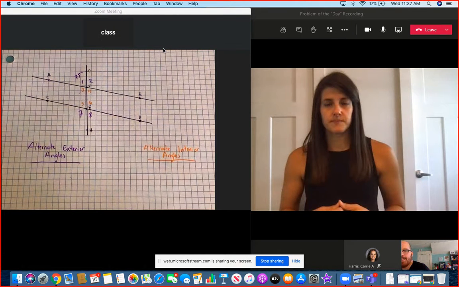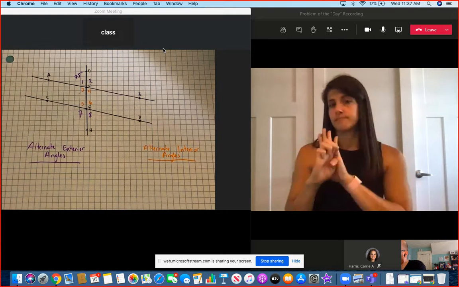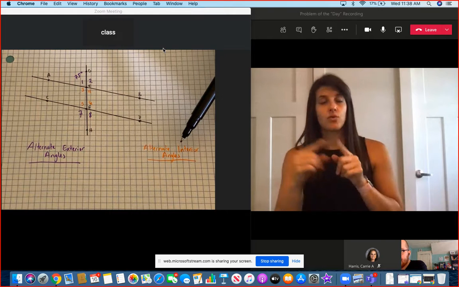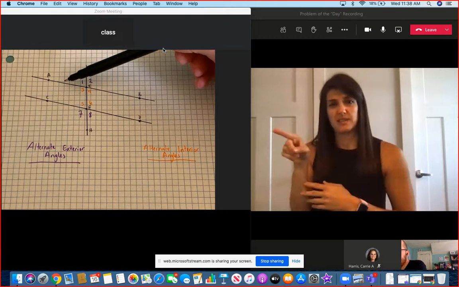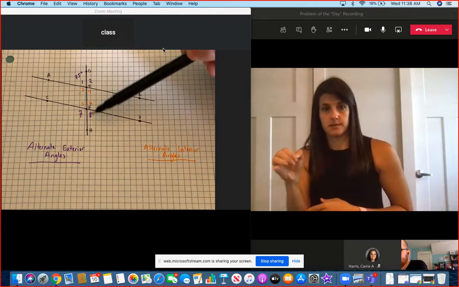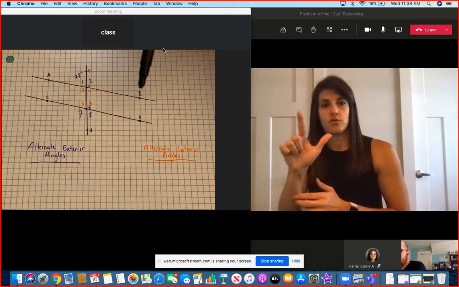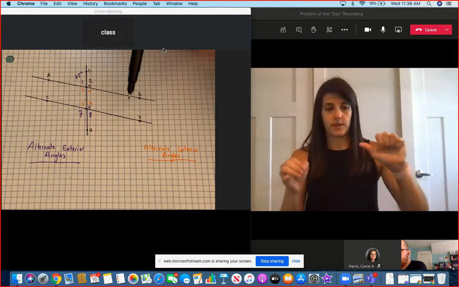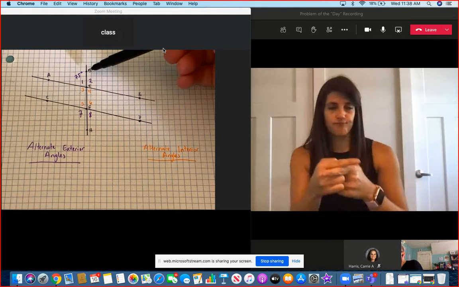In today's video, we're going to look at an example of alternate exterior and alternate interior angles applied to this situation where we have two parallel lines cut by a transversal. So I have two lines, line A, B, and line C, D. They're parallel. They will never intersect. They're split by line G, H.